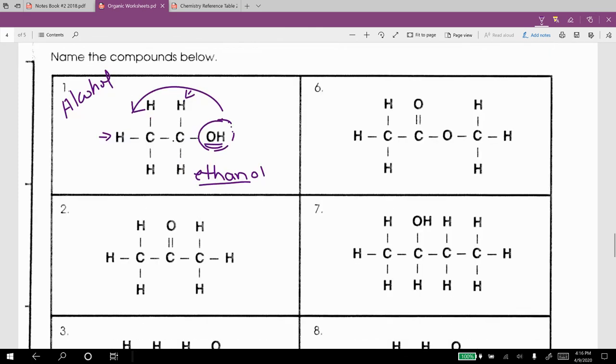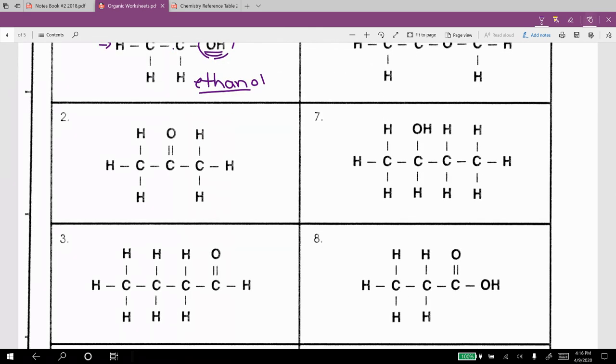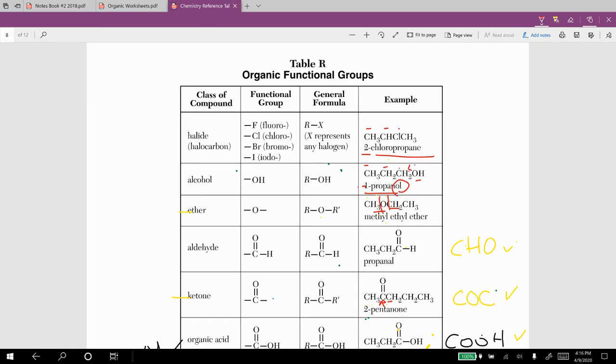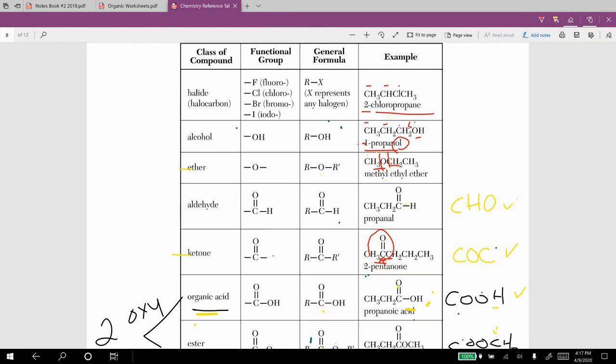Now let's go on to our next one. So in question number 2, I have a carbon-oxygen double bond, and it's right there in the middle of the molecule. So I'm going to take a look and see which one this matches most on my table R. Oxygen with a double bond, smack dab in the middle, is going to be a ketone.